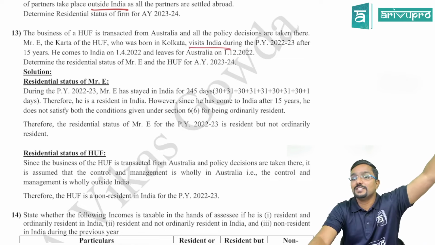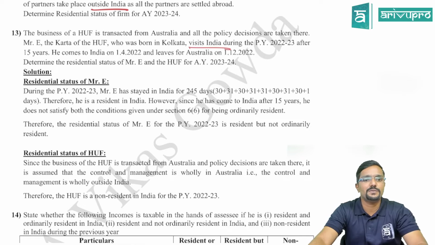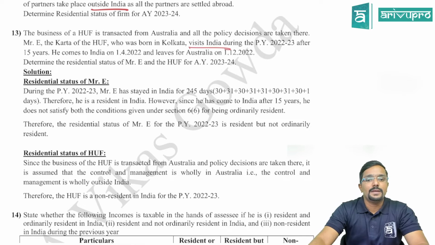So 6.6 we have to check now. Actually here we need not check 6.6, but I think they have asked the residential status of E also, for which we need to check. So after 15 years, he is coming to India during our previous year. He comes to India on 1st April and leaves for Australia on 1st December. So we have to count the number of days, including both 1st April and 1st December. Determine the residential status of Mr. A and HUF for assessment year 23-24.